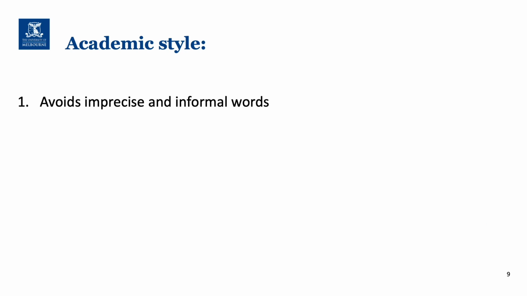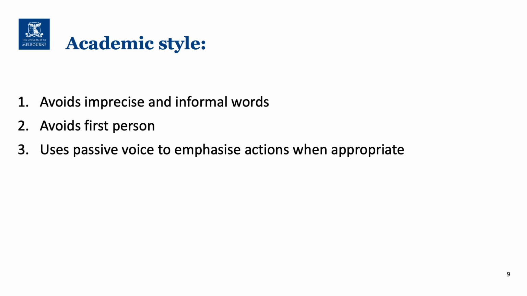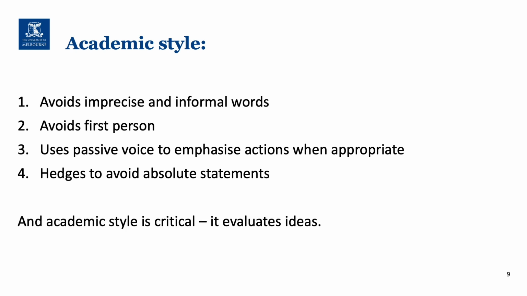Avoiding imprecise and informal words, avoiding first person, choosing between active and passive voice, and hedging are just 4 aspects of academic style. Another crucial element of academic style is being able to go beyond describing the ideas of other authors to providing a critique or interpretation of their ideas within your own work. This aspect is so important that we deal with it separately in our academic skills resources on critical literacy.